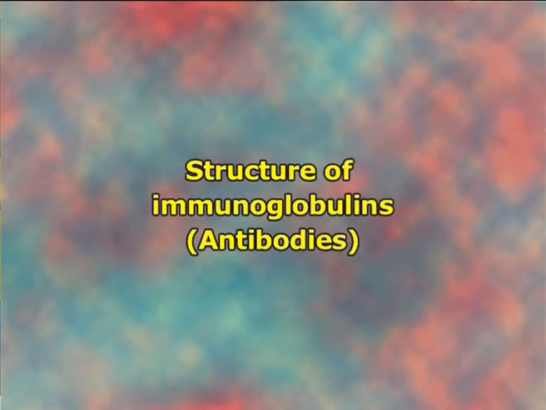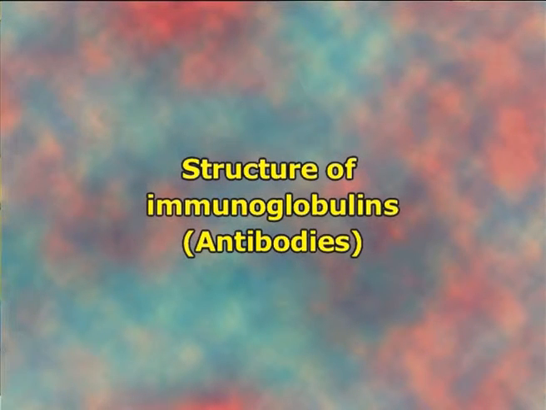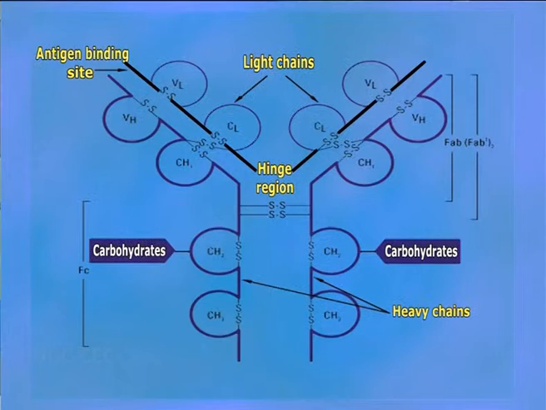This binding can activate the cells to perform some functions. Now, let us concentrate on the structure of immunoglobulins, that is antibodies. Antibodies are immune system related proteins called immunoglobulins. Each antibody consists of 4 polypeptides, 2 heavy chains and 2 light chains, joined to form a Y-shaped molecule.